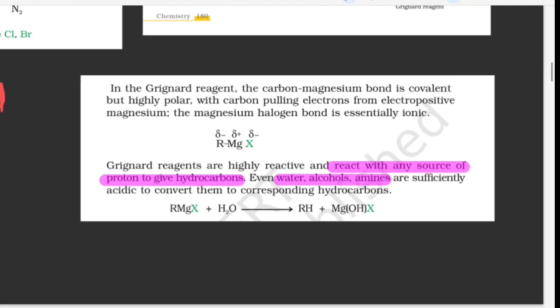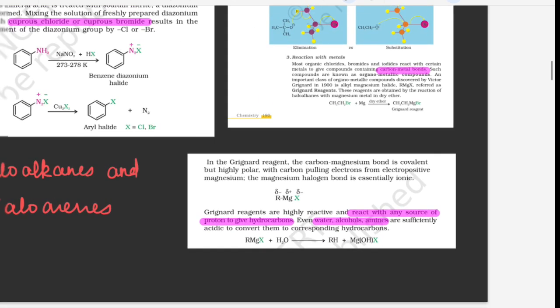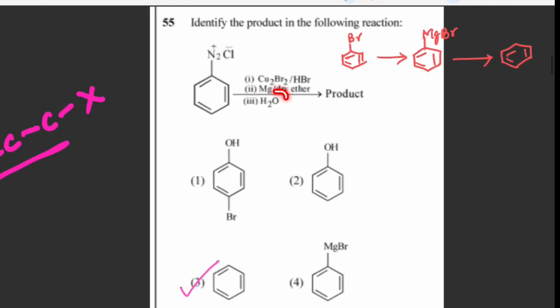You can see in the textbook: Grignard reagents are highly reactive and react with any source of proton to give hydrocarbon. The source of proton can be water, alcohol, or amine. So finally hydrocarbon will be obtained. Here, instead of water, alcohol or amine can be used. You have to make a note of this.